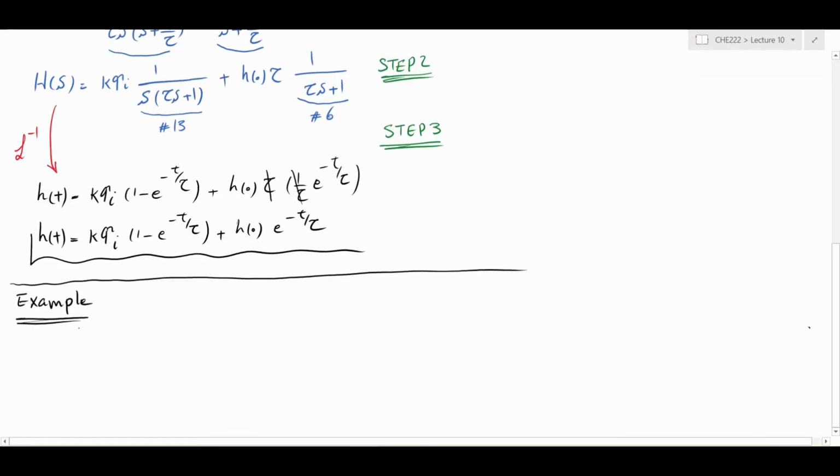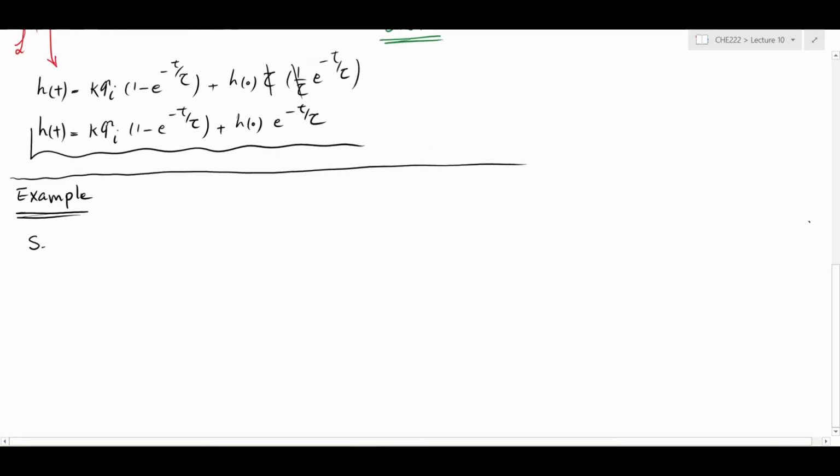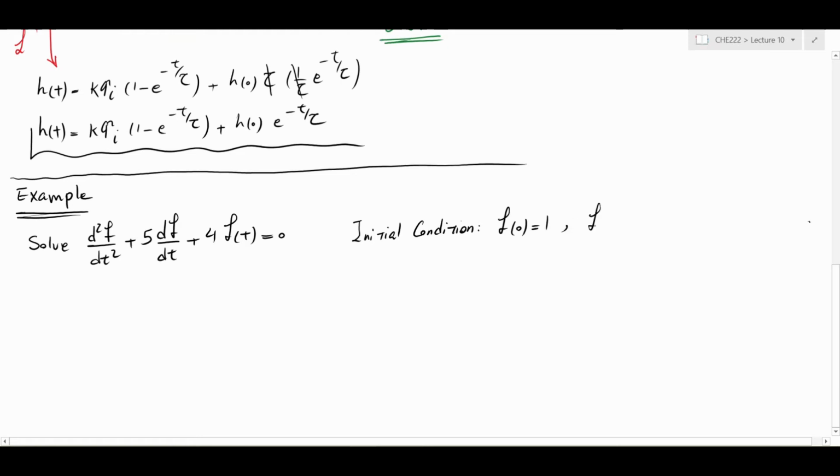In this example, we want to solve a second order linear differential equation, which is this. We are not getting involved in deriving this equation. We assume that this is an equation that describes a process in transient. But we know the initial condition of the system, which is at time 0, f is 1 and f prime at time 0 is 0. So our step 1 is still the same.